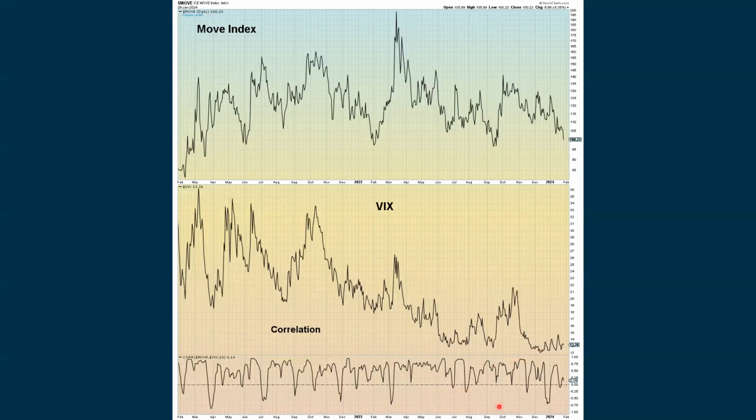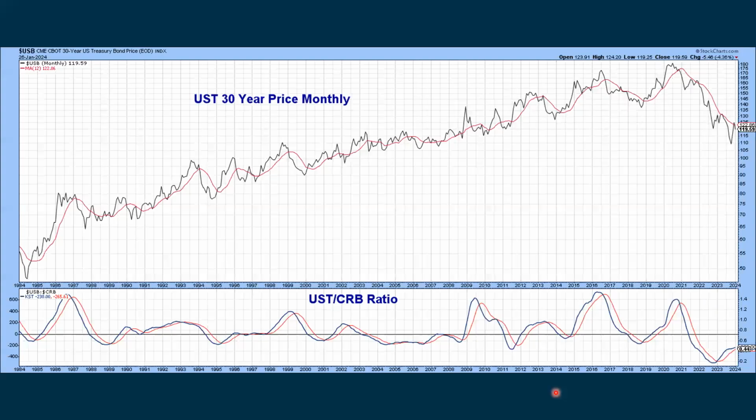What I look at the most is on the bottom, and that's the correlation, and they're pretty much neutral right now. So it doesn't mean that bonds and stocks are going in the same direction or opposite directions. They're kind of doing whatever they want right now, day in and day out.